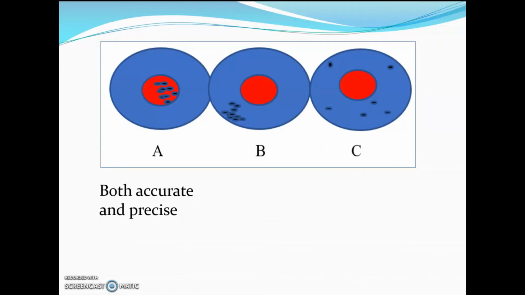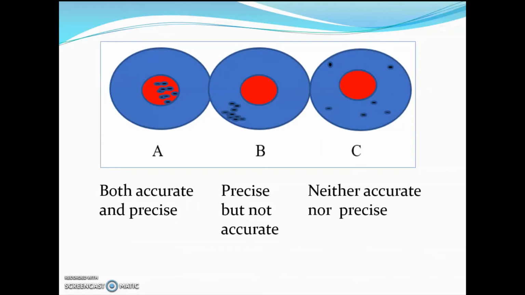But you've got something different over on B. All the hits are right next to one another. They're all clustered together, but they're nowhere near the bullseye. So that's something that's precise, but it's not accurate, and that's not terminology we typically use in everyday speech. But it's something that's important in science. And then probably the one that's easiest to see is the last one, which is neither accurate nor precise. The hits are all over the place, and they're nowhere near the bullseye.